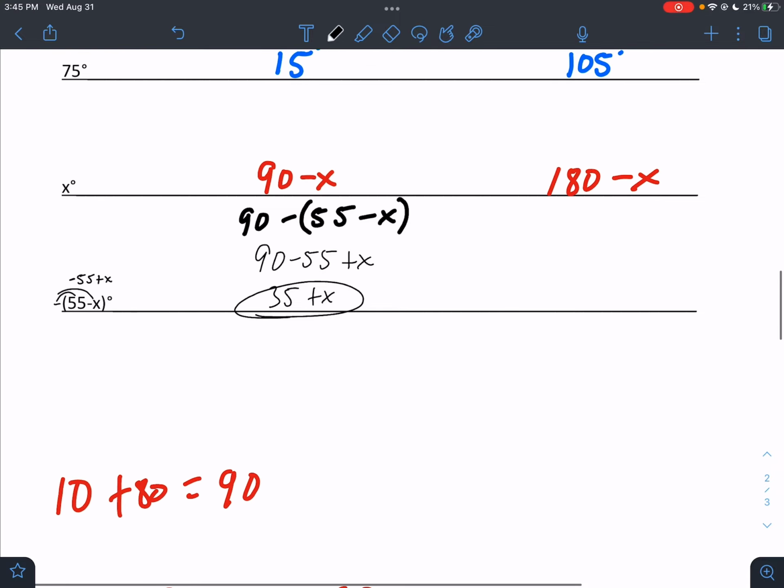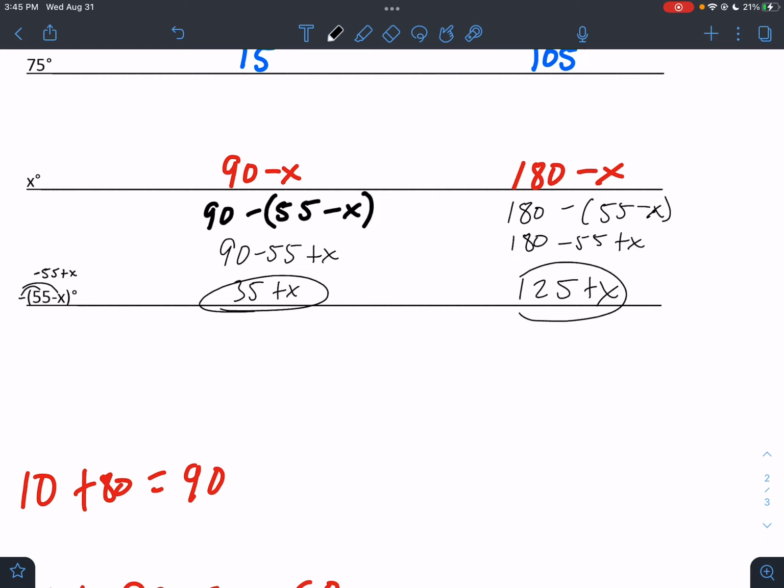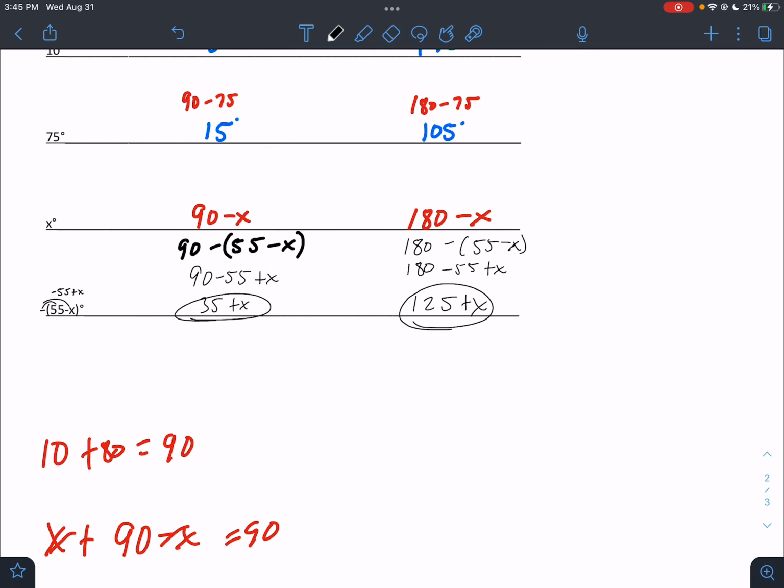That's our complement. The supplement, on the other hand, would be very similar. It would be 180 minus 55 minus x, which is 180 minus 55 plus x, which leaves us with 125 plus x. Boom. All right.